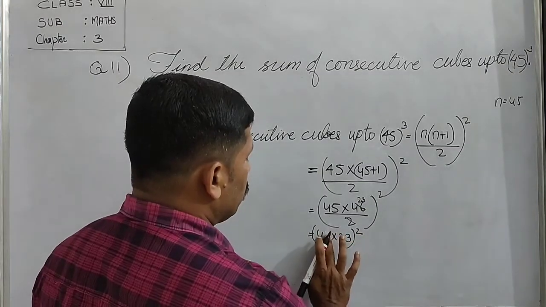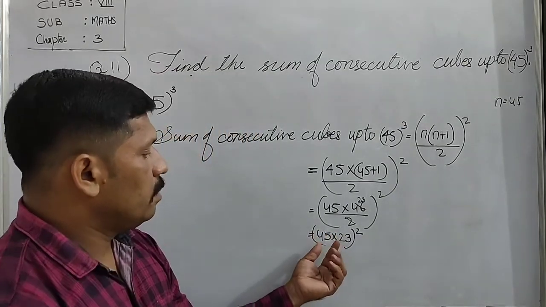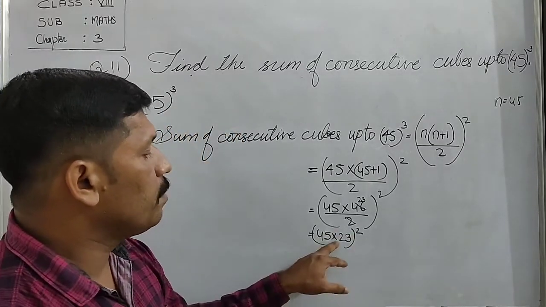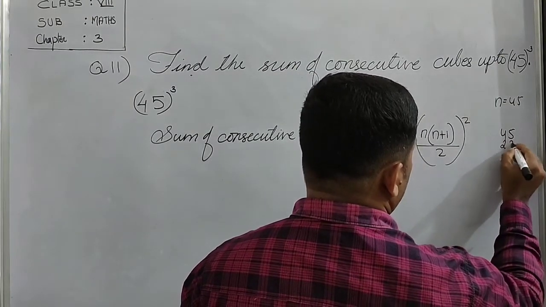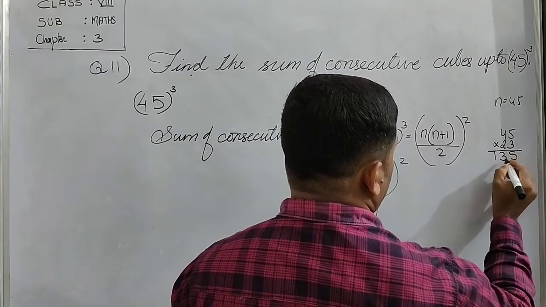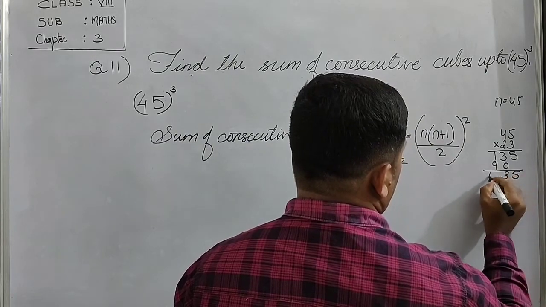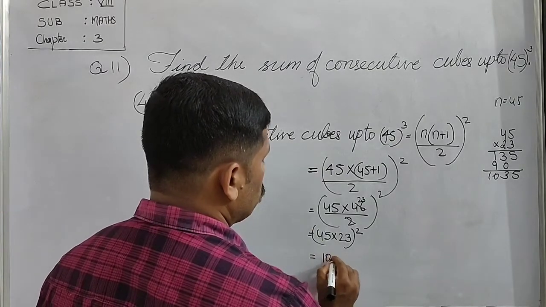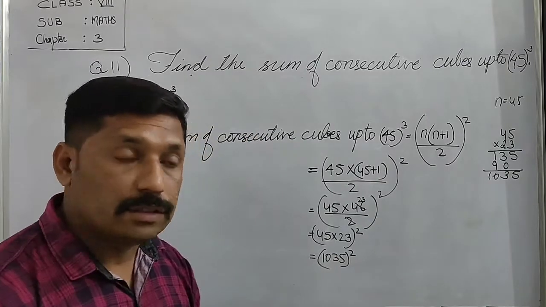So 45, not 43, 45. Here we can take the square of these numbers first, or otherwise we multiply these numbers and then take the square. So first of all I am going to multiply 45 into 23. That is 1,035, squared. So we have to multiply 1035 two times.